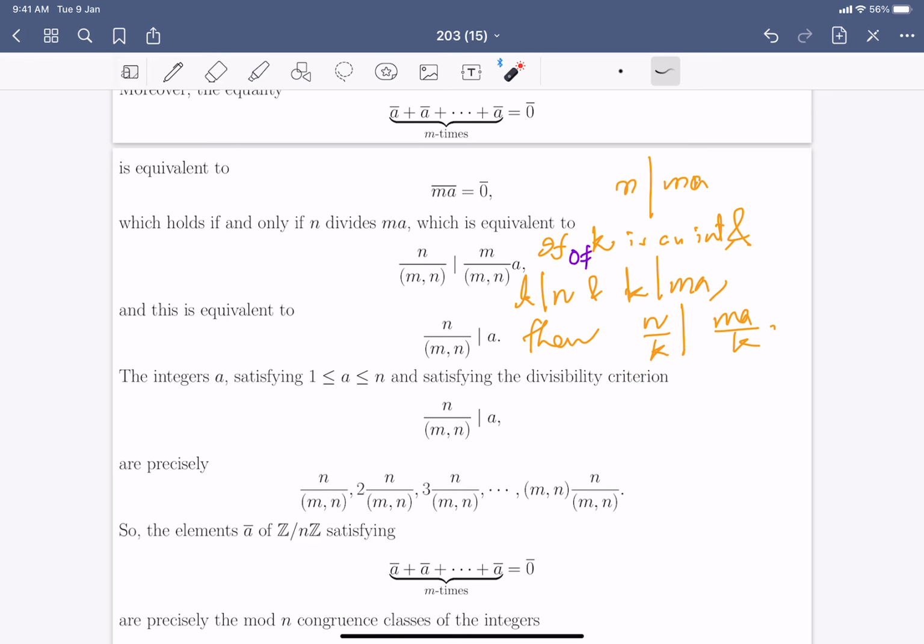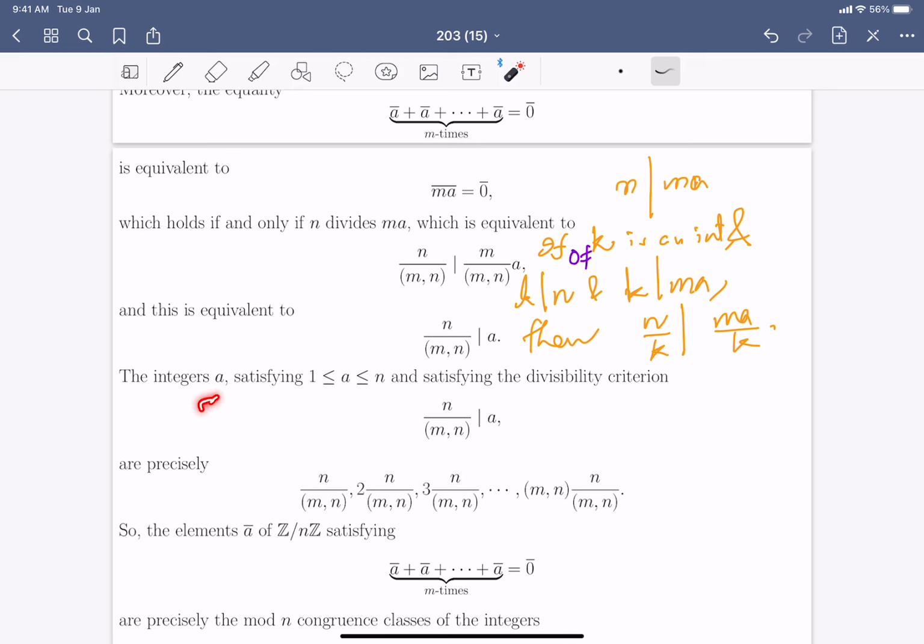So it follows that n over k divides ma over k. So n over the GCD of m and n divides m over the GCD of m and n times a. And now note that these two integers have no common factor other than 1. So it follows that this integer, n over GCD(m,n), divides a.